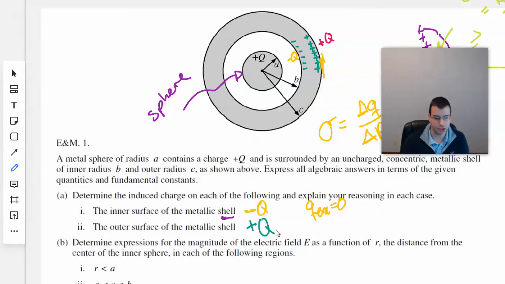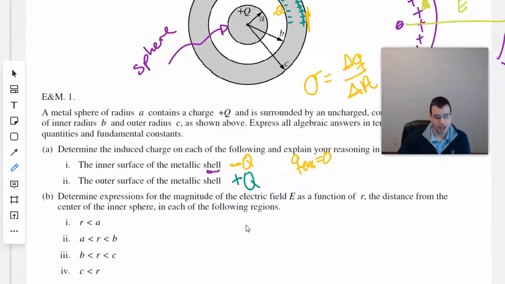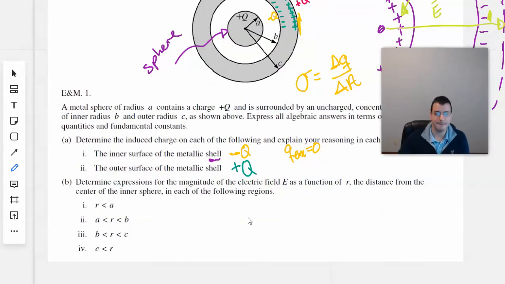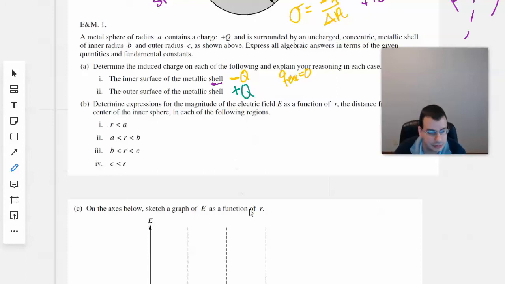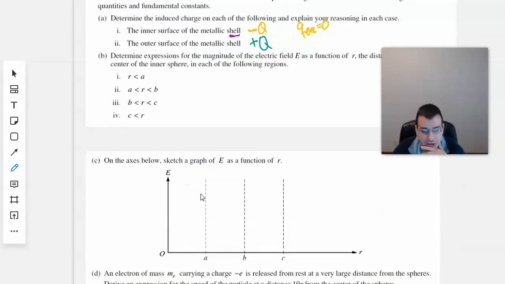Plus Q. All right. Determine expressions for the magnitude of the electric field as a function of R, the distance from the center of the inner sphere, in each of the following regions. And then it wants us to, I believe, graph it. Yep, and then it wants us to sketch.